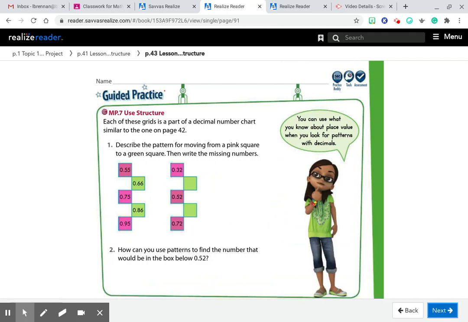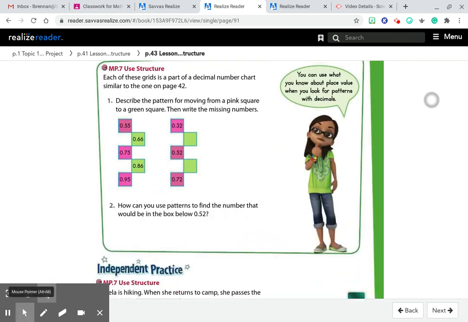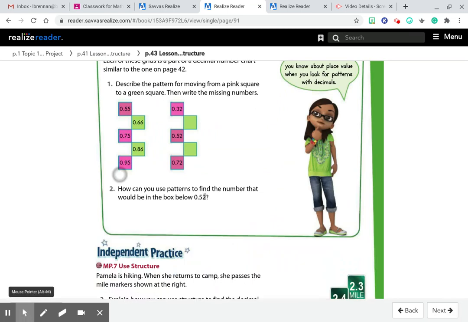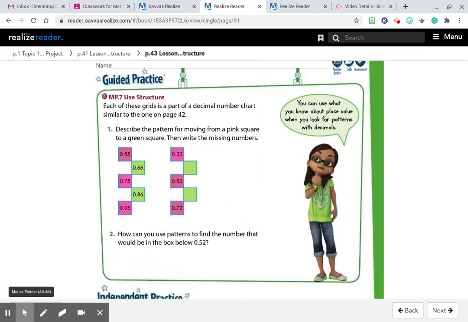Now, this is when the book gets a little wacky. You're going to see this if you do the buddy work. There's some wackadoodle problems that look like this, where you're like, what the heck is that? That's not a chart. So what they've done is they've left out some of the boxes, and they're trying to see if you can logically figure out what's missing. Each of the grids is part of a decimal chart. So the previous page, we had the whole decimal chart. Now we're having just part of the chart.